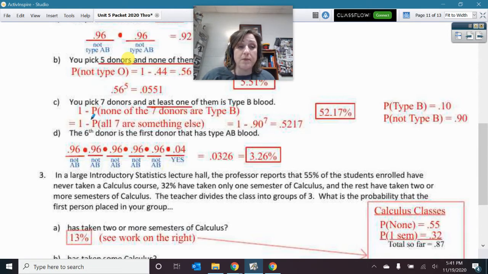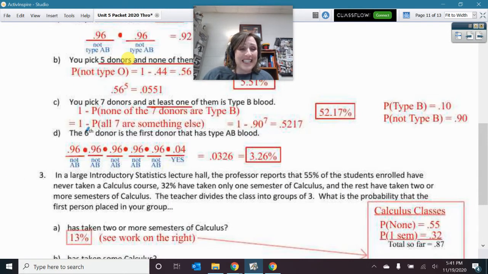So that would mean 1 minus probability. For none of them to be type B, that means all 7 of them are something else. And I think that is type B. So I came over here and I reminded myself that type B was 10%, not type B was 90%. So all 7 of them are something other than type B. And so 1 minus that, and there you go.